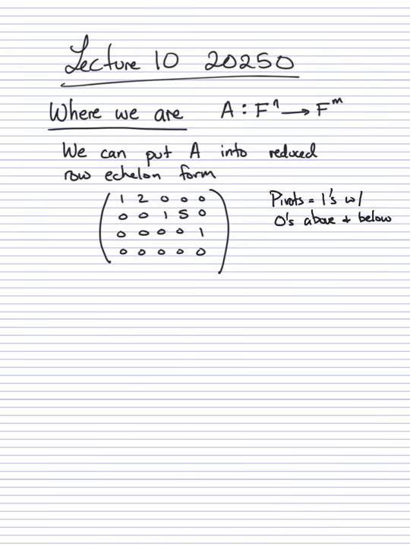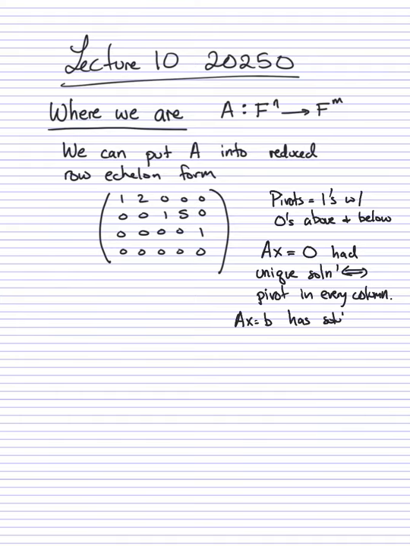In particular, as a linear transformation or as a matrix, AX equals 0 had a unique solution if and only if there was a pivot in every column. I want to say that AX equals B has a solution if and only if there's a pivot in every row. It's not exactly true, but it's if and only if the reduced form does not have a row of all zeros and then a non-zero term here. So it has a solution if and only if this does not occur in the form.